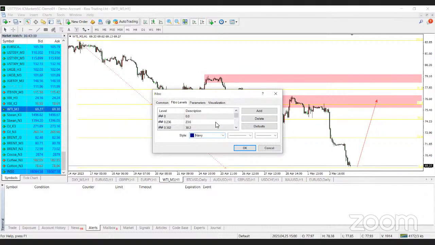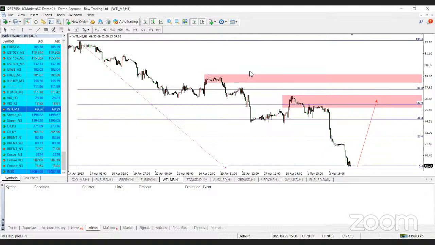I'm going to remove 23.6. But before I do that, I'm going to show you how it looks. I said remove 23.6 because it is not a very strong level. This is not the strongest of the levels. But anything from 38.2, 50, and even 61.8 Fibonacci retracement levels are fantastic. And you can see this level that we mapped out here as our area of supply.